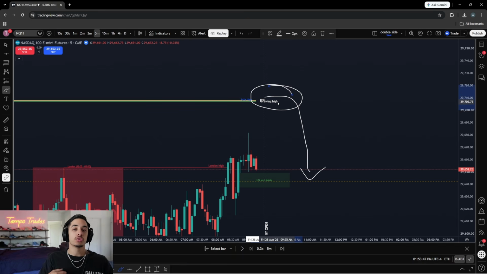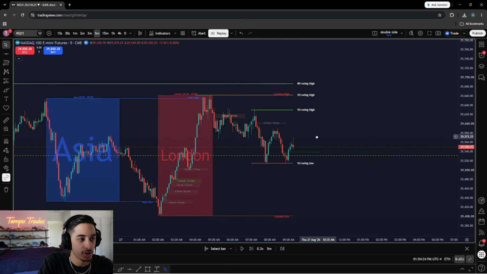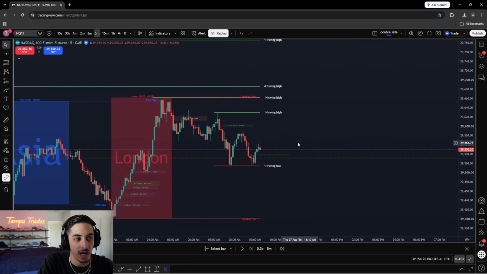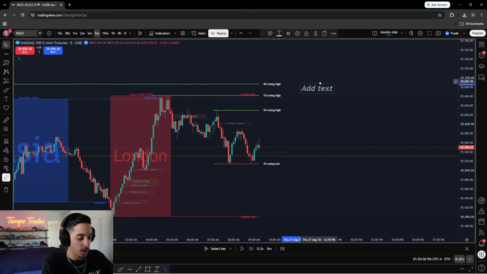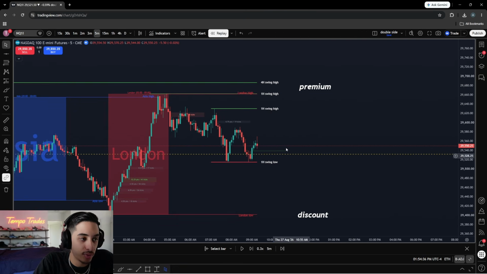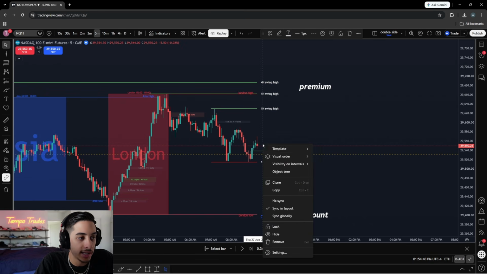So we're going to look through a couple of different examples here so you can get a feel for it. So here's another example. It's similar to the first example I showed you, and honestly this would even be a neutral bias because up here would be premium, and this would be discount right here, and price again is just opening in the middle of the daily range.